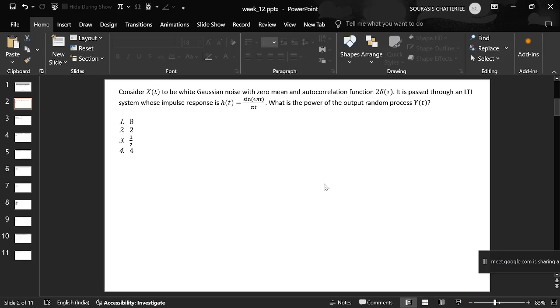So let us look at today's first question. First of all, it's asked that X to be a white Gaussian noise with zero mean and autocorrelation function, and then it is passed through an LTI system, linear time invariant system, whose impulse response is given as this. So what is the power of the output random process?